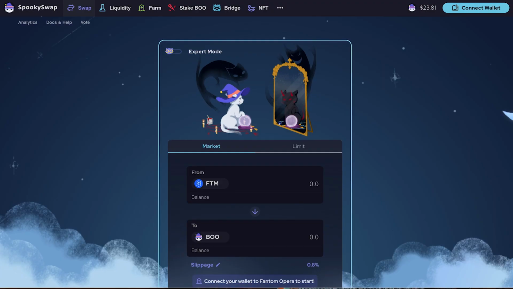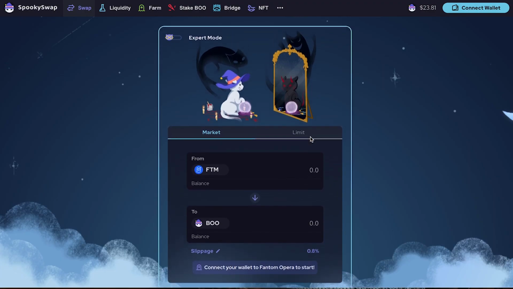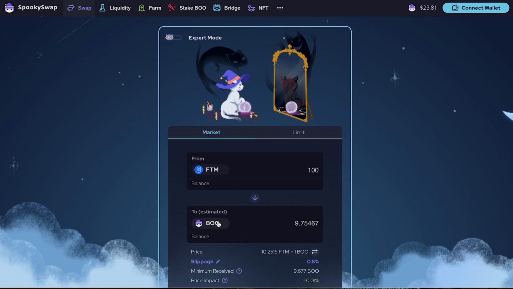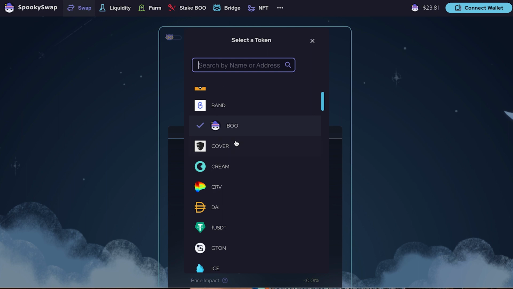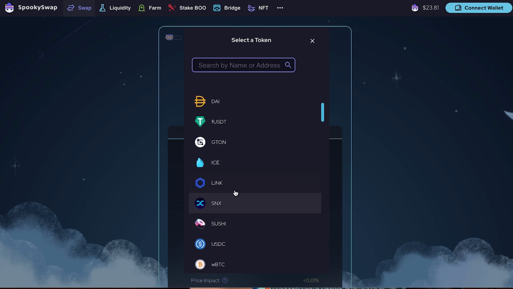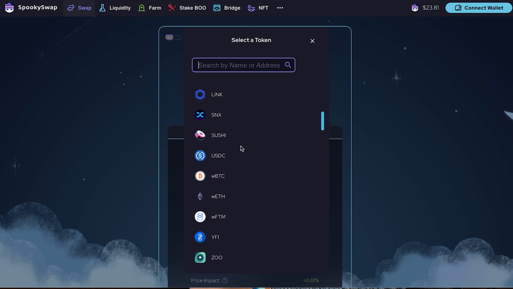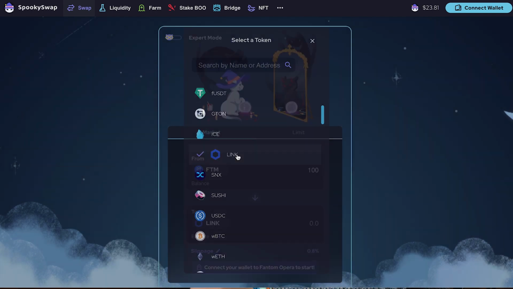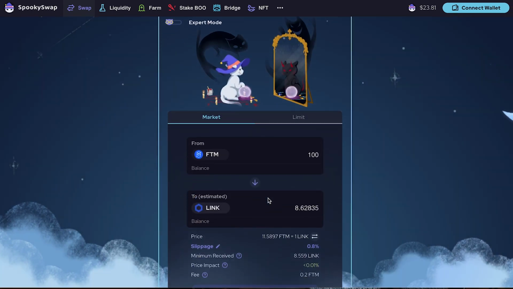And then SushiSwap, which is another one, same exact interface. You would connect your wallet to this decentralized exchange as well. This is on the Phantom blockchain. Very similar to Avalanche, just a different network. And you can swap from anything on the Phantom network to any different token. So let's say we're going to go from Phantom to, oh wow, they have Chainlink on the Phantom network. That's pretty cool. So we could go from Phantom to Chainlink in a decentralized exchange setting.